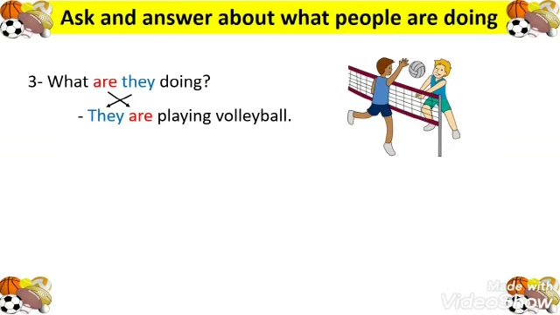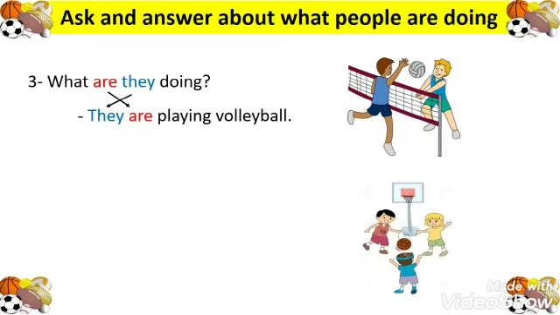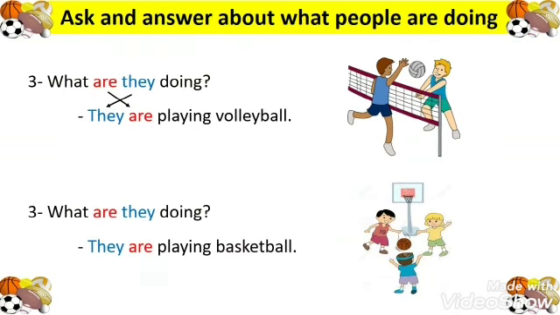And let's see the last example, number 4. Here, as you see, there are 3 children playing basketball. So, what are they doing? I'm asking you about the group of people you see in front of you. I'm not asking you, okay? I don't say what are you doing, but I'm asking you about the group of people. Okay, what are they, not you, what are they doing? So, they are playing basketball.